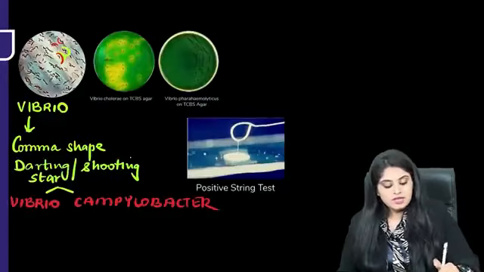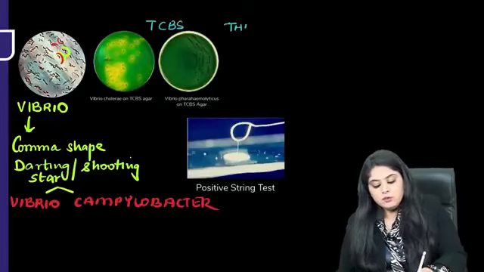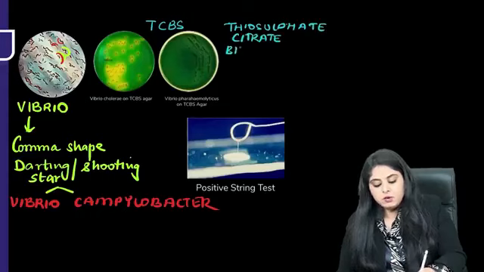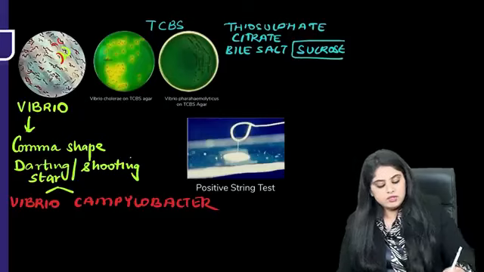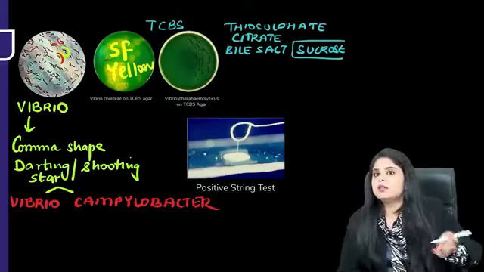Now, what is the media? I told you I grow it on a TCBS. I hope you remember the full form of TCBS. It is thiosulfate. Just quickly you go through it once. Thiosulfate citrate, bile salt, sucrose. Basically it tells me of sucrose fermentation. So guys, when sucrose is fermented, what is the color that you get? You get a yellow color. Color change is happening.